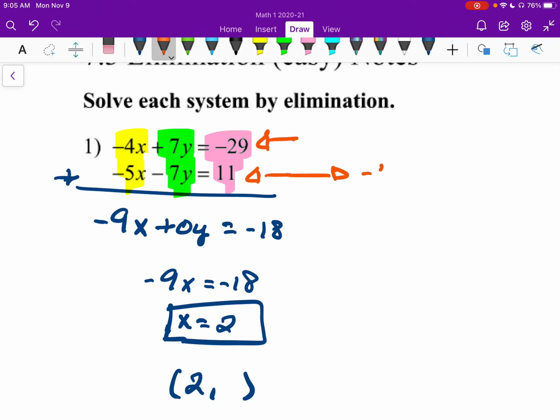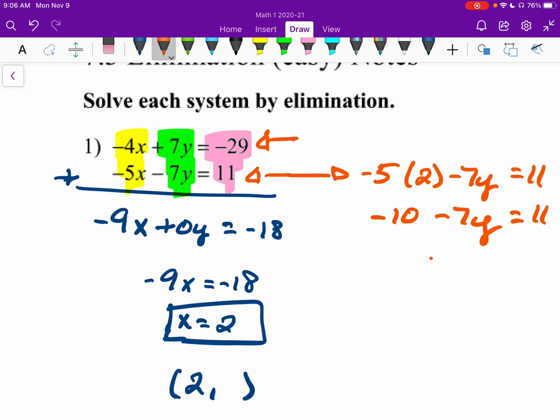So I'm going to say negative 5 times 2 minus 7y equals 11. I plugged in a 2 where my x was. So negative 10 minus 7y is 11. Negative 7y is 21. And y is, what's that, negative 3? Y is negative 3.